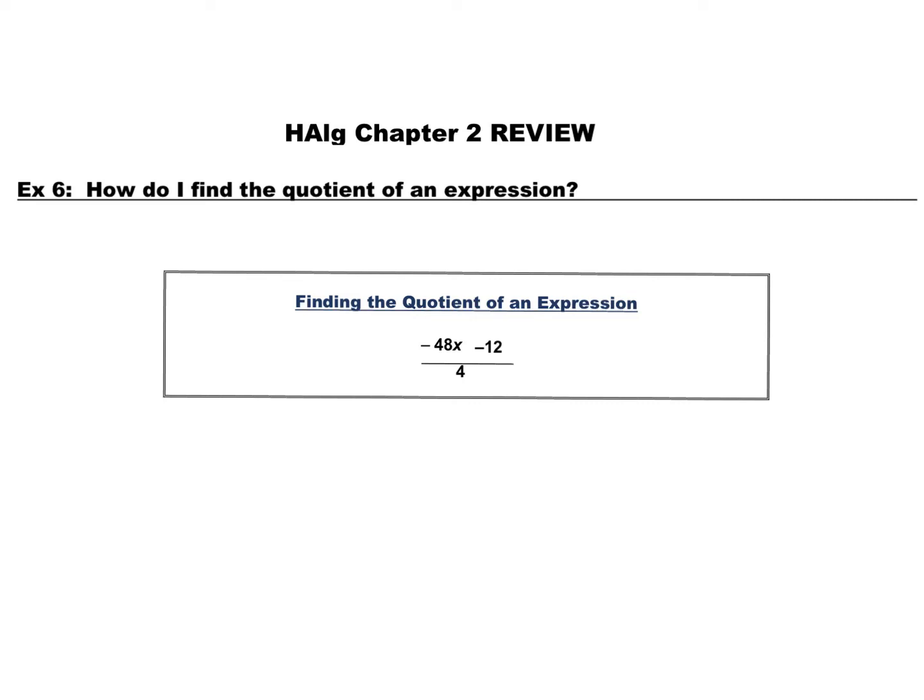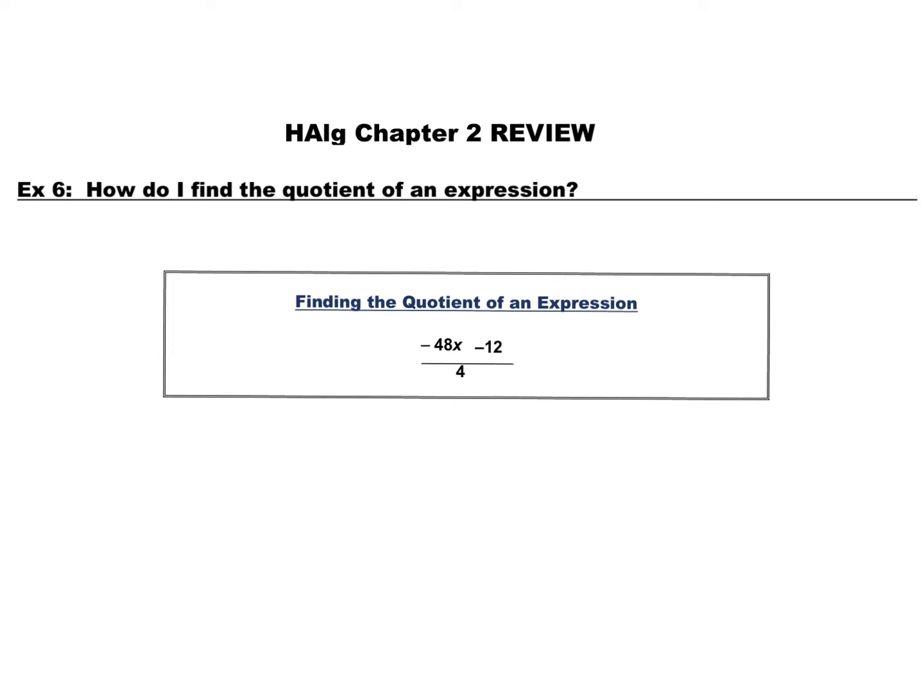All right, example 6, how do I find the quotient of an expression? Now remember, quotient means to divide. And when I have something like this, negative 48x minus 12 divided by 4, what I'm doing is I'm undoing the order of operations. So instead of multiplying each part, you're going to be dividing each part.